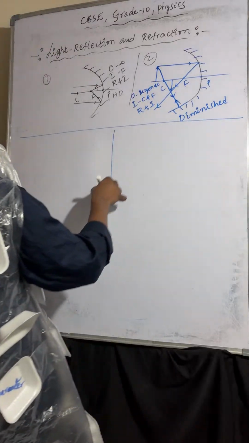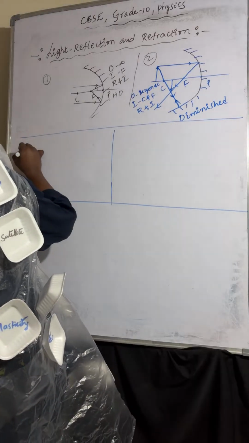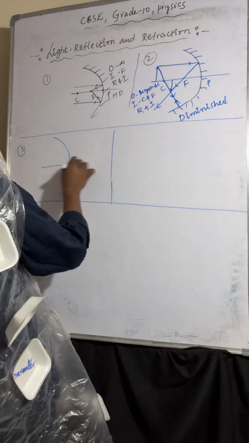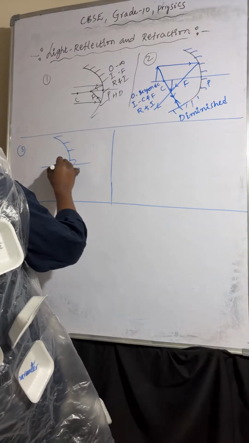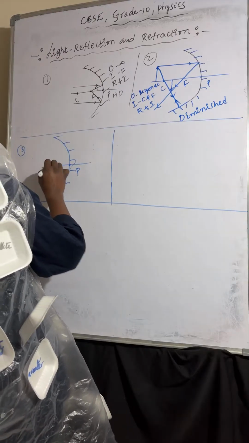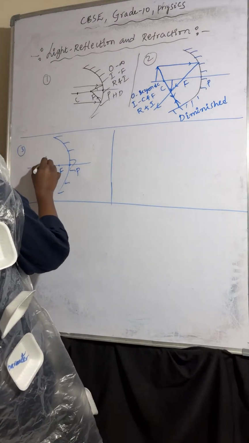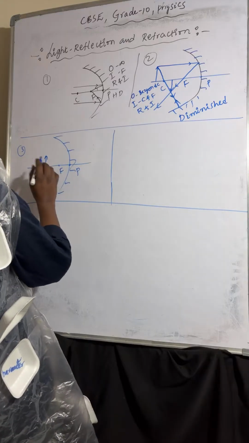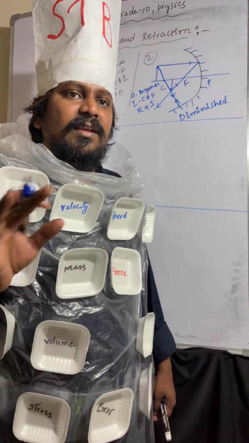Coming to the third one. So here I am considering like this. This is the pole, focus, center of curvature. Object is placed at C. Image also will form at C.